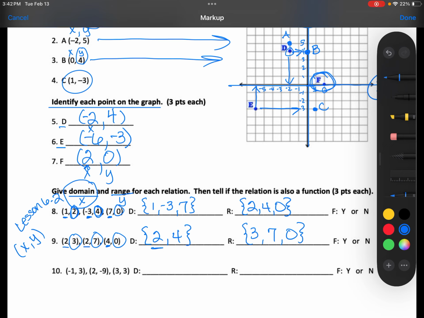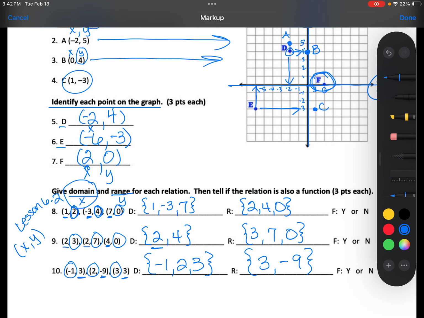Okay, now we're going to switch to number 10. So my domain is my X's, so that's -1, 2, and 3. And my range is my Y's, so I have 3, -9, and another 3. So I only write that 3 once, and then I write down the -9. I don't write down 3, -9, 3. I write it down just once. If you write it twice, I'm going to take off a point.